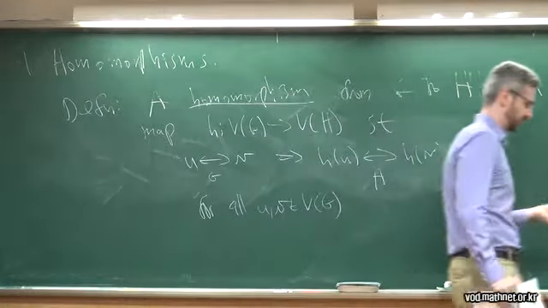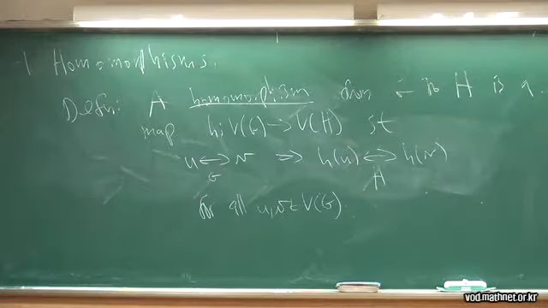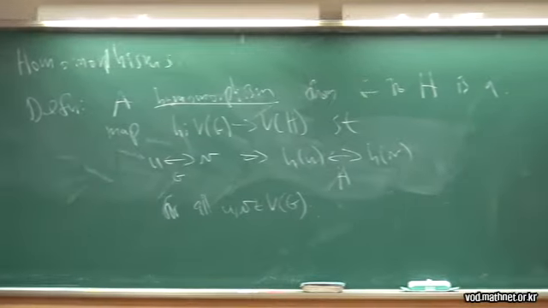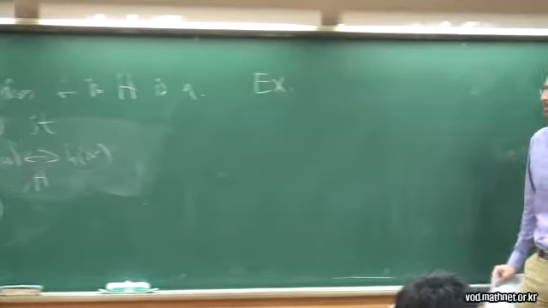a homomorphism between two graphs, G and H, is simply a map between their vertices. So I'm mapping the vertices of my graph G to the vertices of my graph H. And I require that my map preserves edges. So if I have an edge in my graph G, it's always mapped to an edge in my graph H. And I don't really care about what happens to non-edges. So for example, some simple examples of homomorphisms.